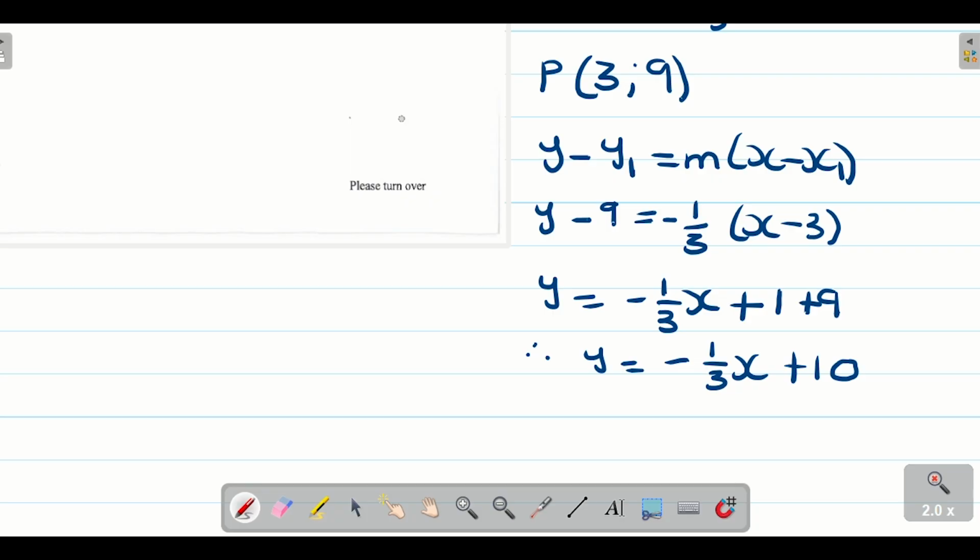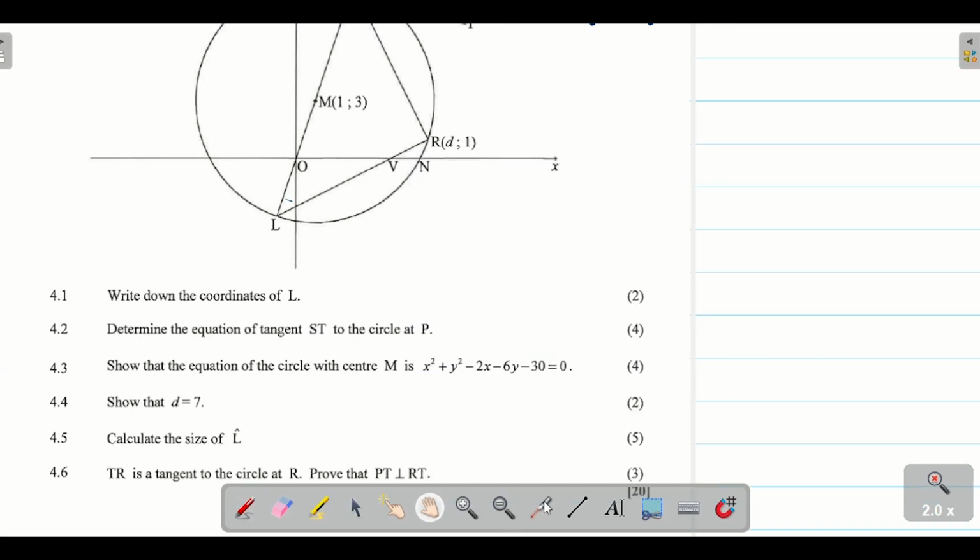So now we can go to the next question. 4.3 reads as follows. It says, show that the equation of the circle with center M is x squared plus y squared minus 2x minus 6y minus 30 equals 0. So they want us to show that the equation of this circle is that.